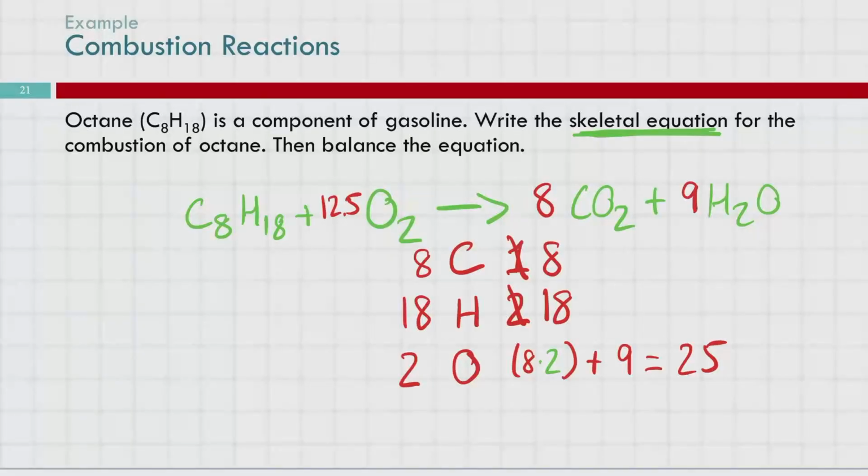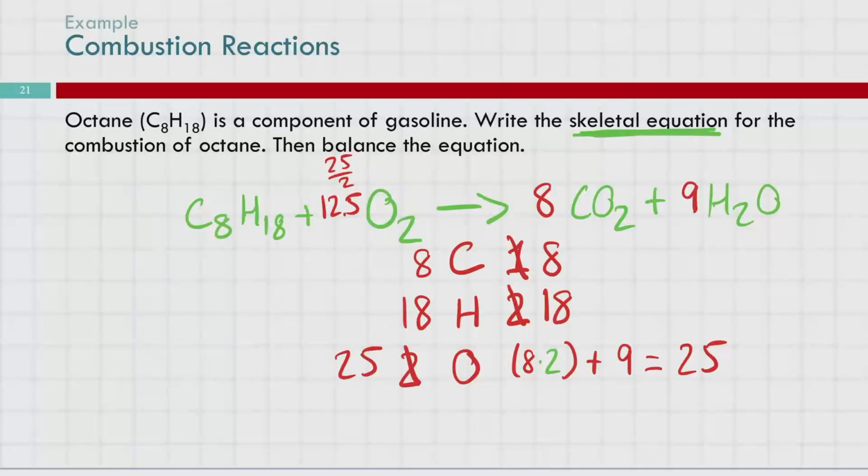Can we have 12.5 oxygen molecules? We cannot have 12.5 oxygen molecules. You could also write this as 25 over 2 if you wanted to. They're the same thing, different ways of writing it. When we do that, now we've got 25 oxygens on the left. It's completely balanced, but we've got that fraction.